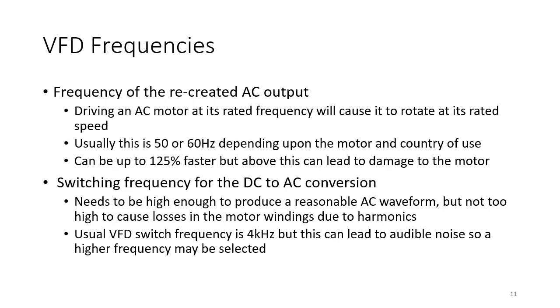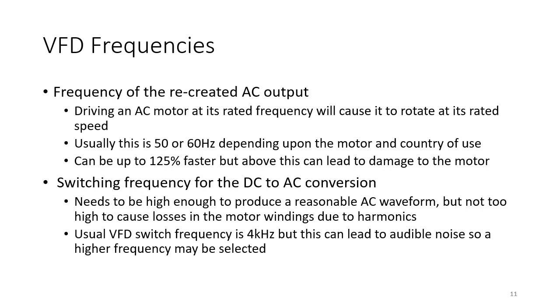So there's several frequencies that apply when you control a VFD. First of all, there's the frequency of the recreated AC output. This is the actual frequency which causes the motor to rotate at whatever its rated or desired speed is. So we mentioned this, typically it's 50 or 60 Hertz depending on the motor and the country of use. Can be up to 125% faster, but typically no more than that or the motor would be physically damaged.